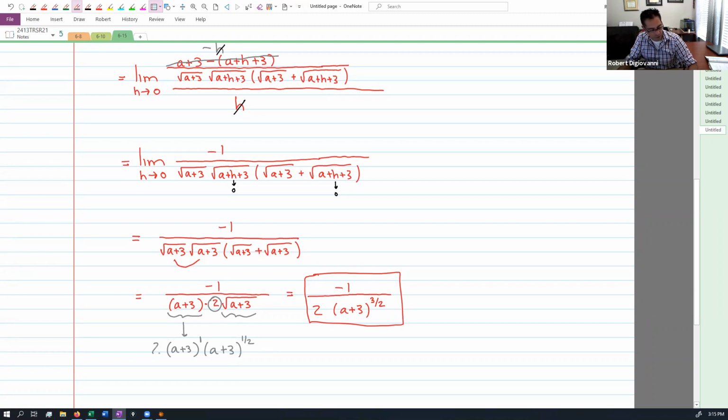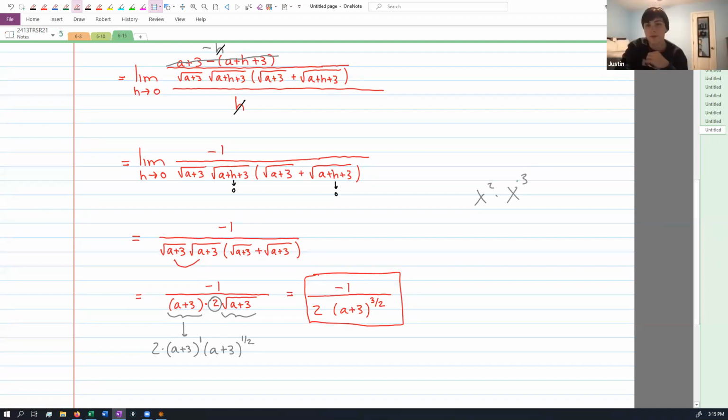The 2 I have here, let's just put the 2 out front. So if I ask you to do something to the first power times the same thing to the half power, what do you do to these exponents? So if I ask you to do x squared times x cubed, how many x's is that? 5. You added them, right? So you need to add the exponents. 1 plus a half is 3 halves. And that gives you this answer.